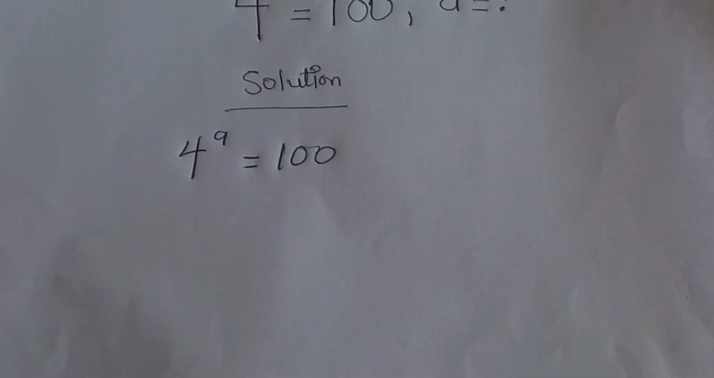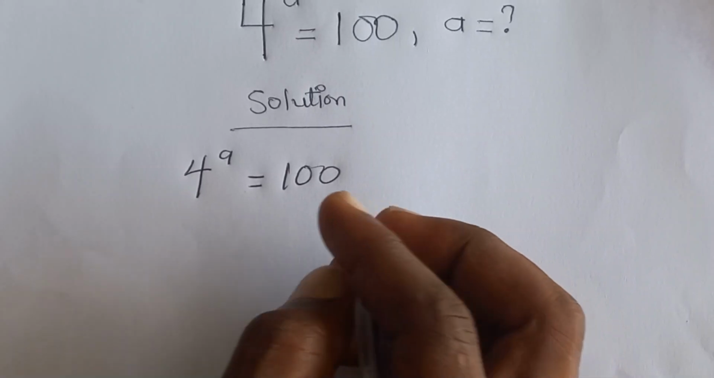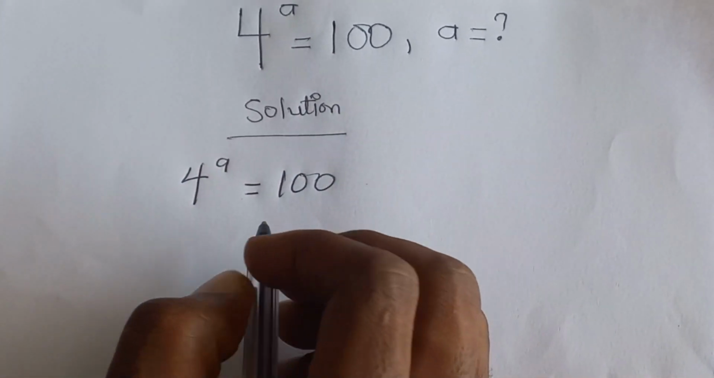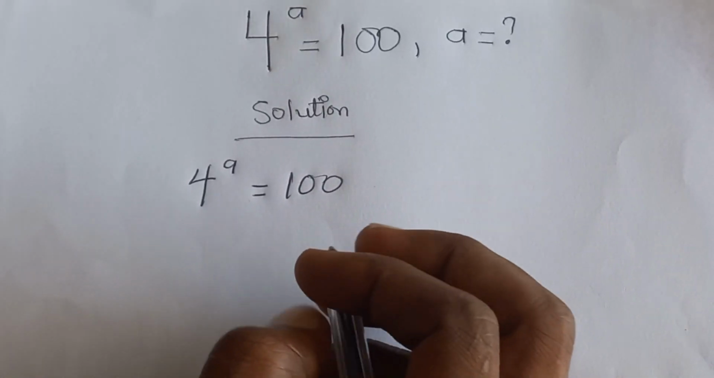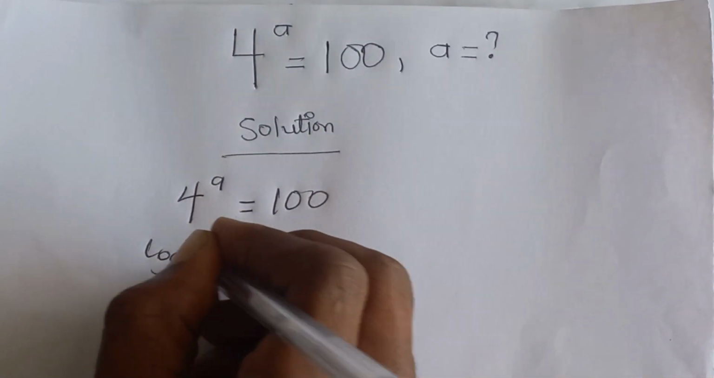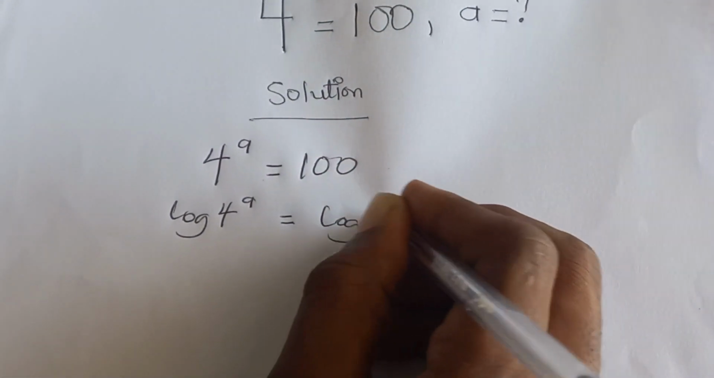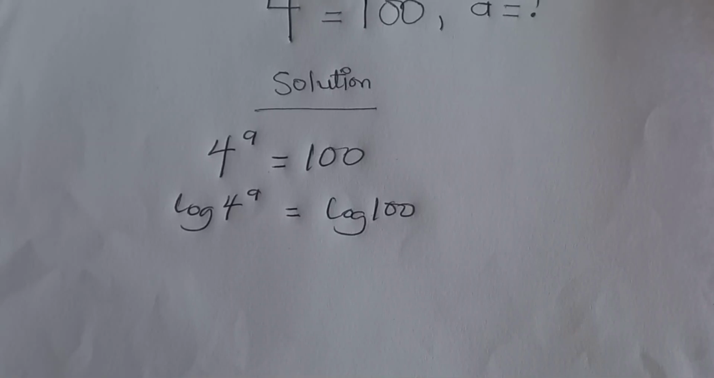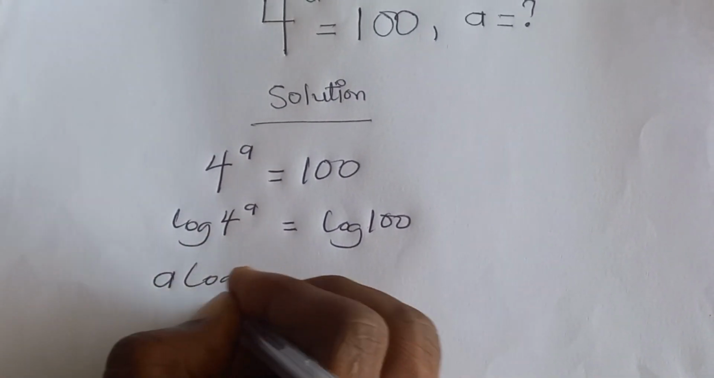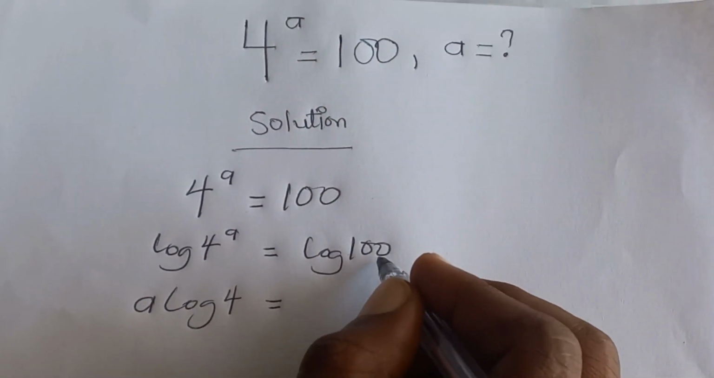So we are having 4 exponent a is equal to 100. With this, we are looking for a. The first thing you have to do is introduce logarithm to both sides. So we are going to get log 4 exponent a is equal to log 100. Now this is the same as a log 4 is equal to log 100.